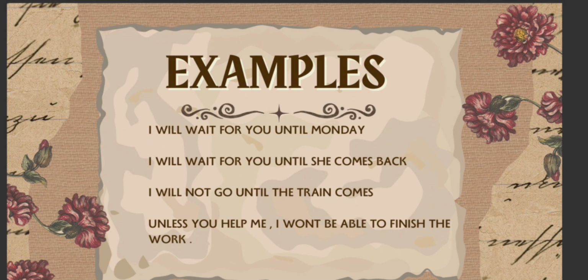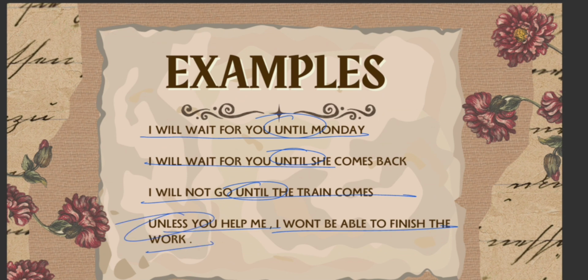Examples: I will wait for you until Monday. I will wait for you until she comes back. I will not go until the train comes. Unless you help me, I won't be able to finish the work. Okay, I hope all these examples are clear. Let's move ahead.